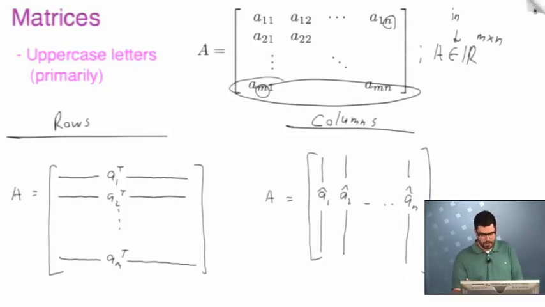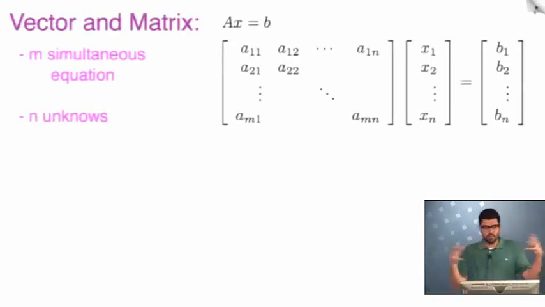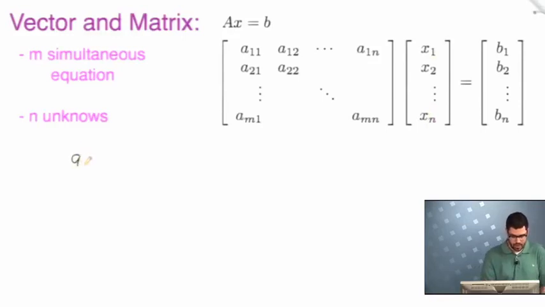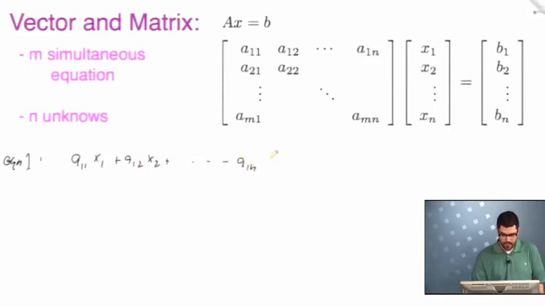Okay. So now let's combine what we've done so far and try to write out what AX equals B. Okay? So AX equals B, well, first of all, what this is basically M simultaneous equations and N unknowns. So let's look at this. Let's write it out. So the first equation, equation 1, A11 x1 plus A12 x2 plus dot, dot, dot, A1n xn equals B1. That's one equation.